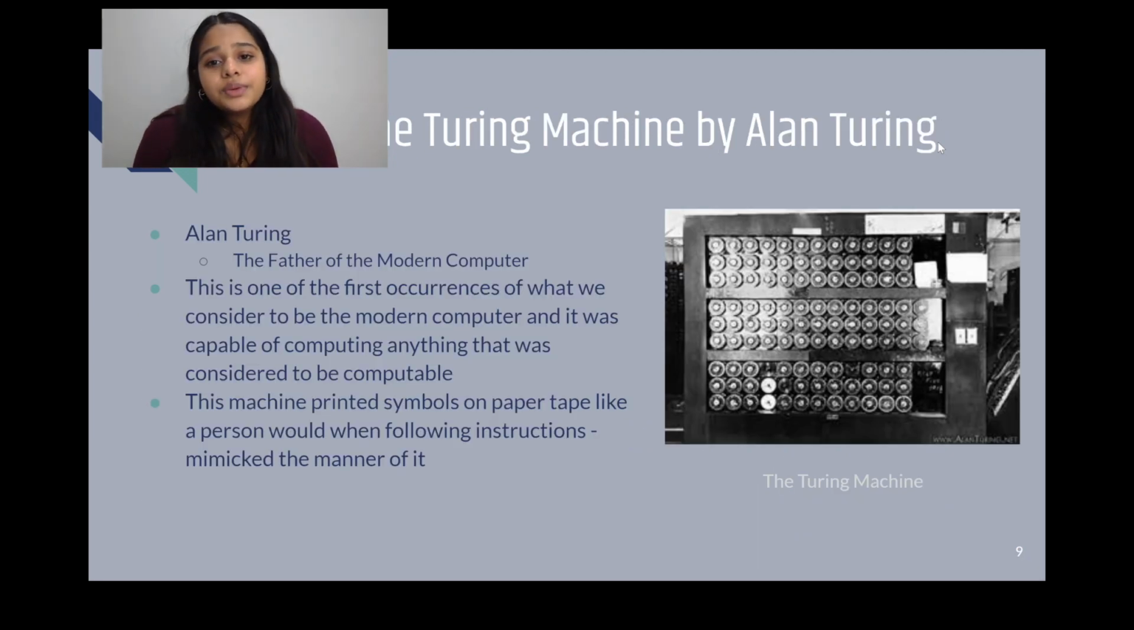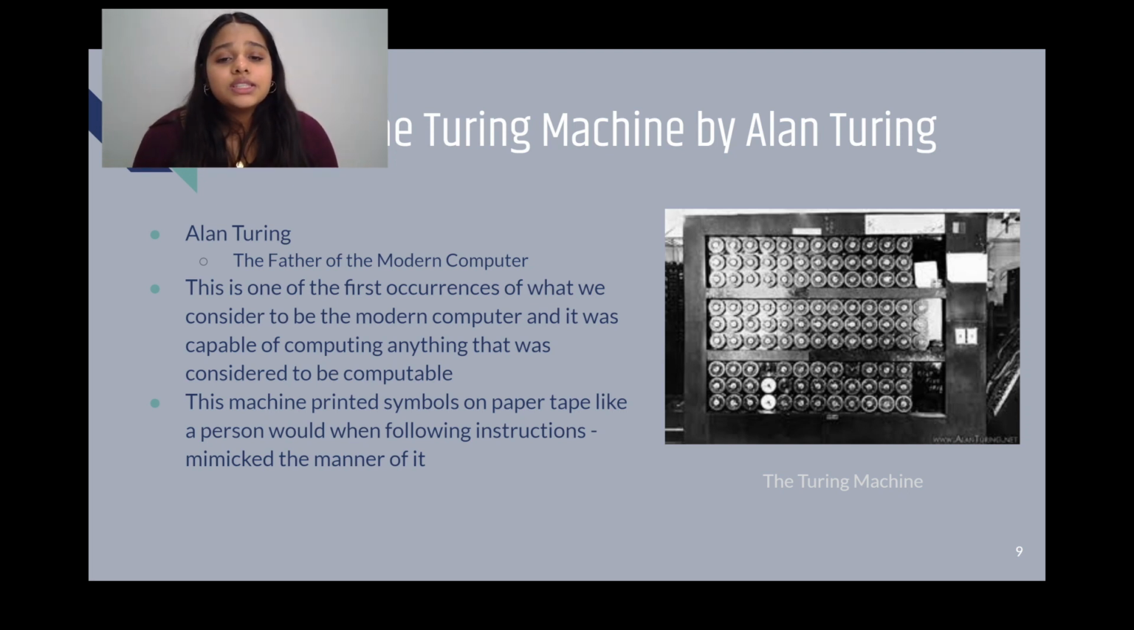In the same year, we have the creation of the Turing machine by Alan Turing. Alan Turing is considered the father of the modern computer. And the Turing machine is considered one of the first occurrences of the modern computer. Essentially, Turing was able to create a computer that most closely reflects or resembles the computers that we use today. It was capable of computing anything that was computable, which was considered to be a lot during this time period.